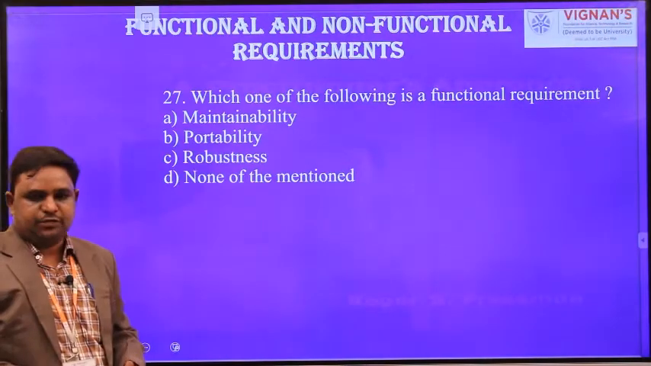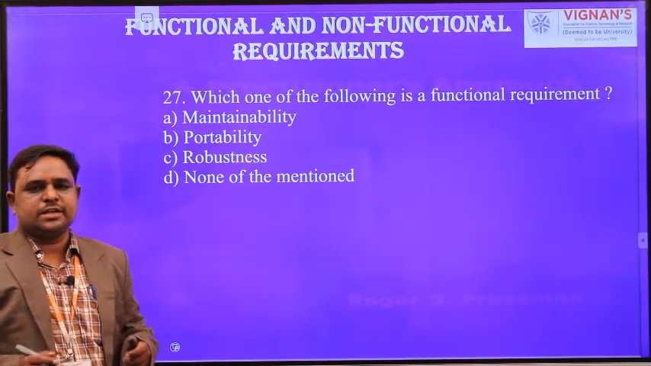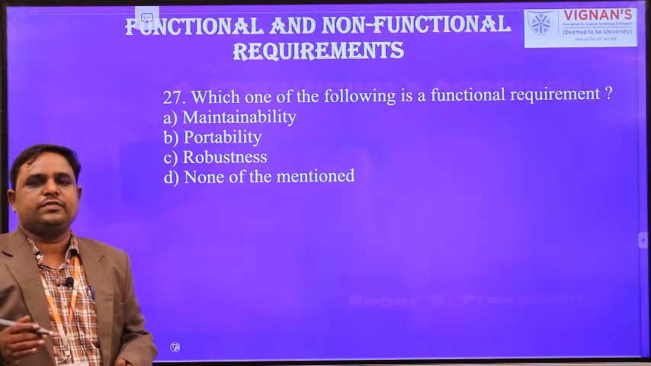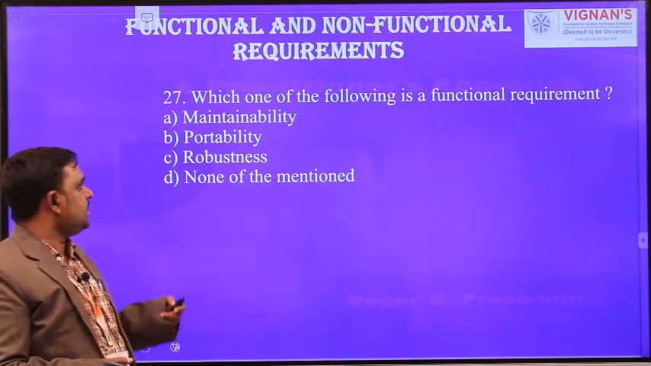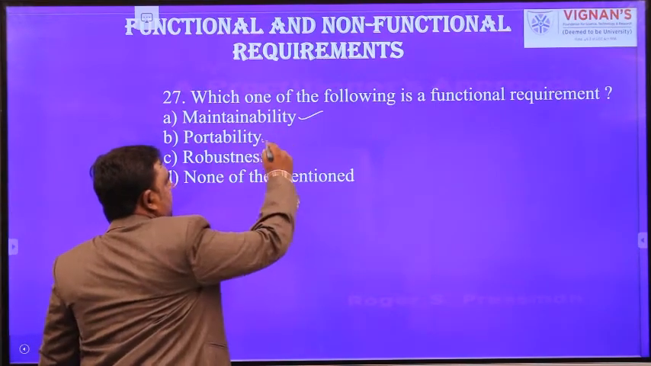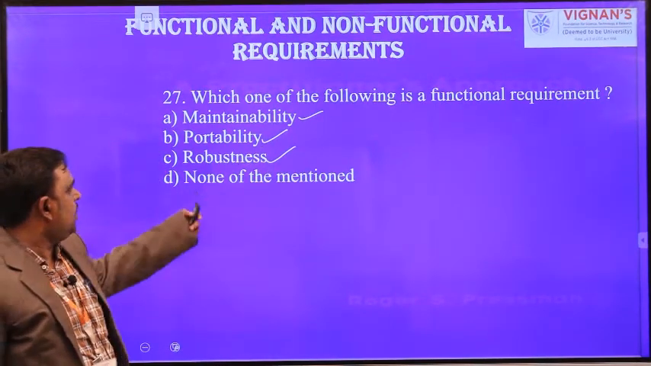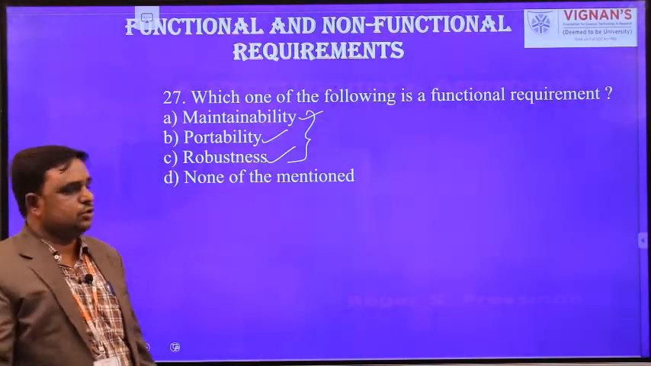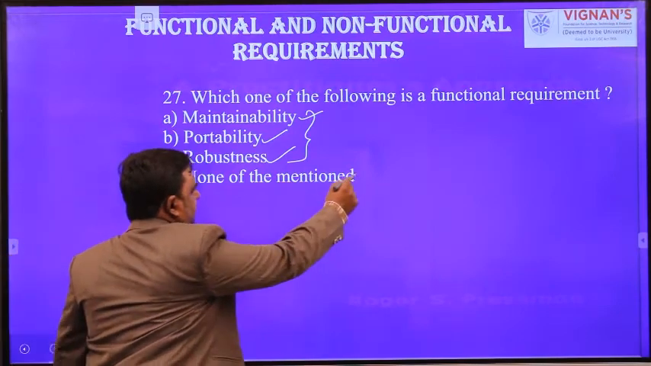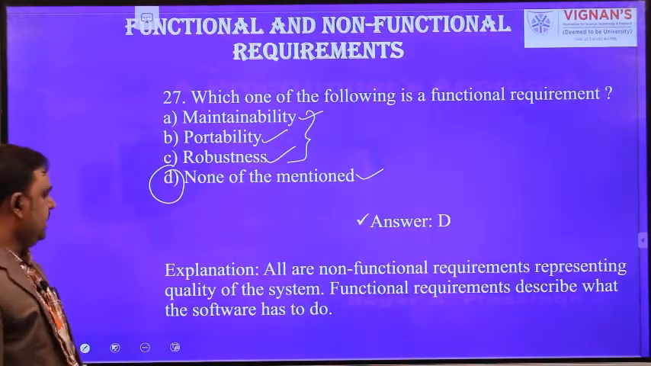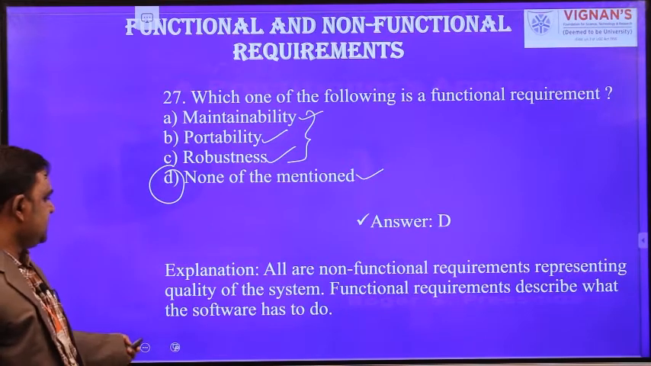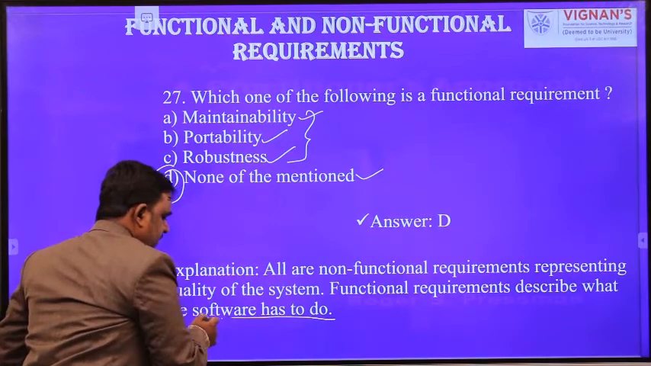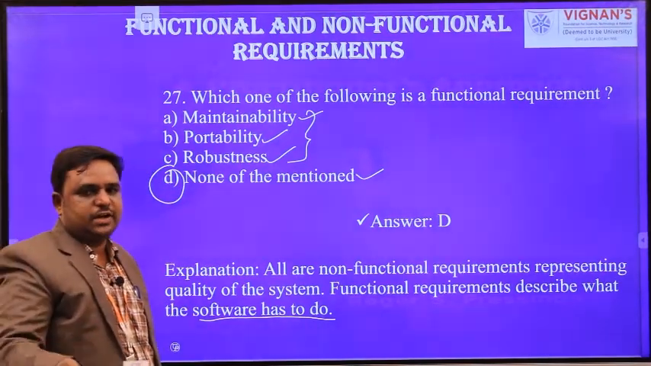Which one of the following is a functional requirement? What is a functional requirement? A functional requirement tells us how the system is going to work, or the features of the system. The options are maintainability, portability, robustness. These all come under non-functional requirements, so the answer is D, none of the mentioned. All are non-functional requirements representing quality of the system. Functional requirements tell what the software is going to do, which is nothing but the features of the software.